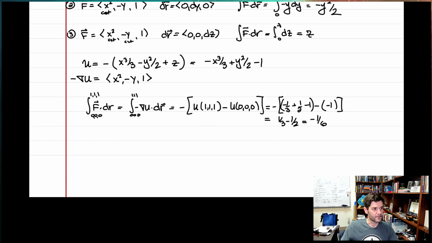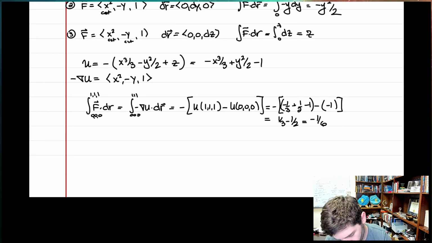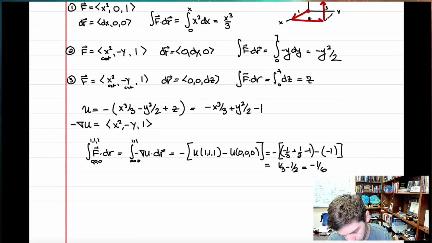All right, let's see how we're doing time. I think I'm going to hold off on the spherical integral and do that in the next module. I think it will fit in the next module.